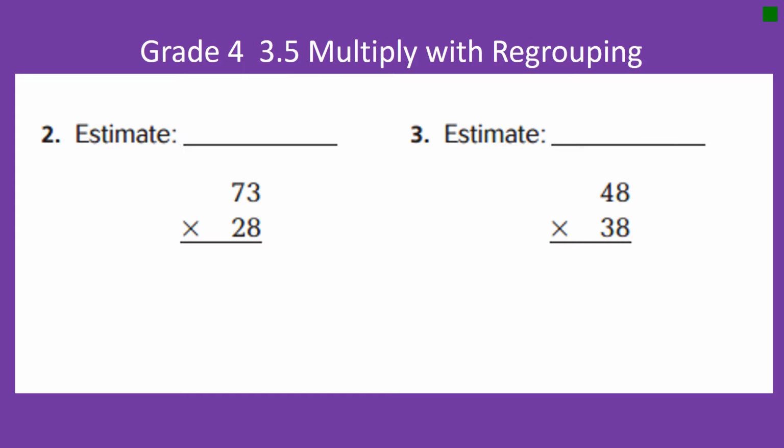Chapter 3, Lesson 5, Multiply with Regrouping. This is another one of these lessons that your parents are like, hooray! We did this when I was in school! This is what we call the multiplication algorithm. And it's not the only way to multiply, but it's the most efficient.